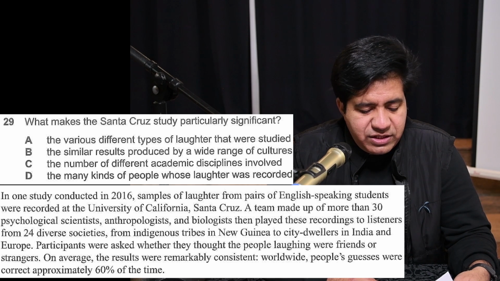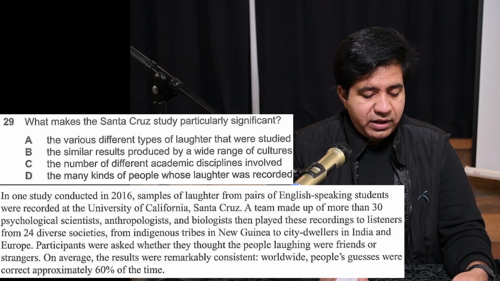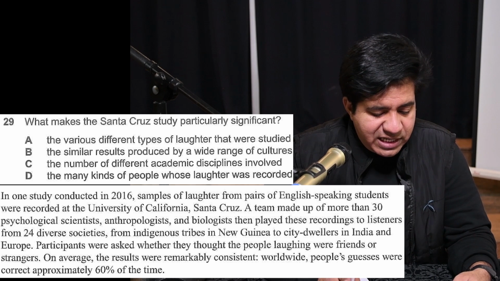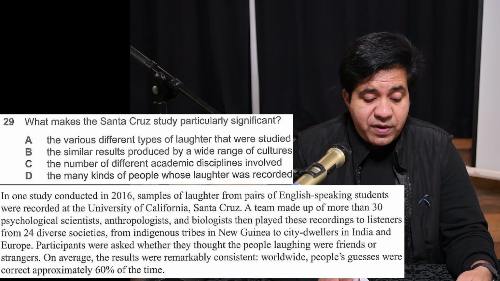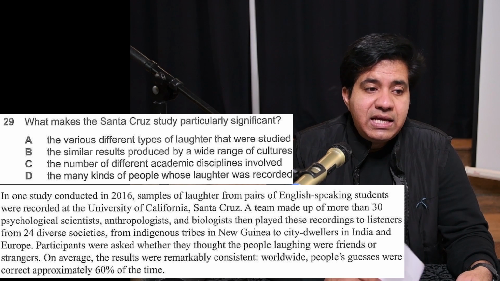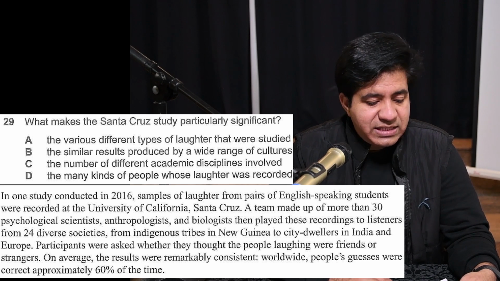Option A, various different types of laughter that were studied. No. Option B, similar results produced by a wide range of cultures. Okay, yeah, wide range of cultures, that is approximately 60% of time. And then he said on average the results were remarkably consistent. Consistent means similar. Okay, consistent and similar.